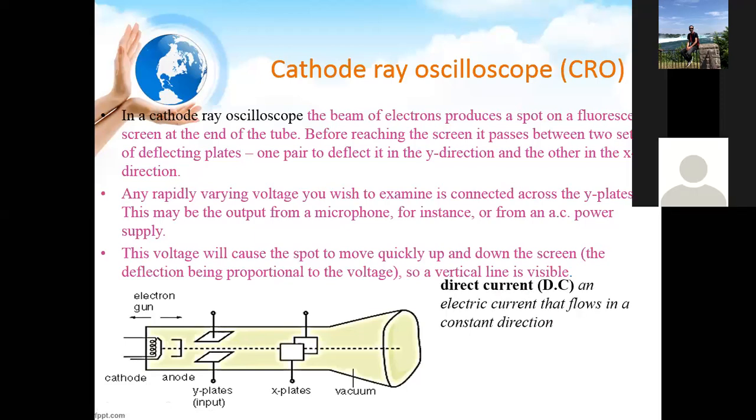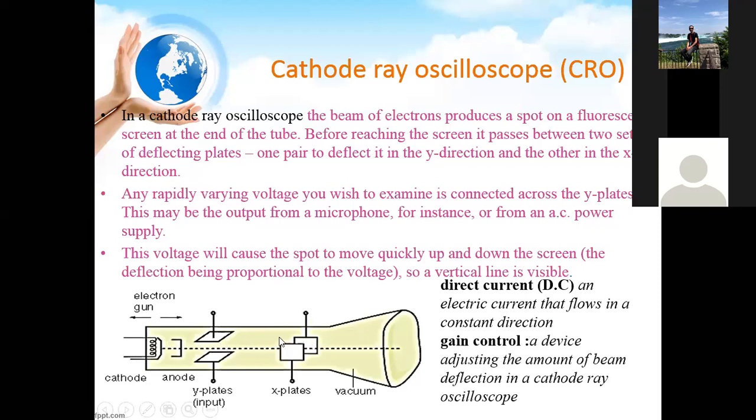So direct current, again, is electric current that flows in a constant direction. If you apply the direct current here, you're not going to observe anything over here. It's going to go straight. Okay, so that's why it is better to apply AC current over here.